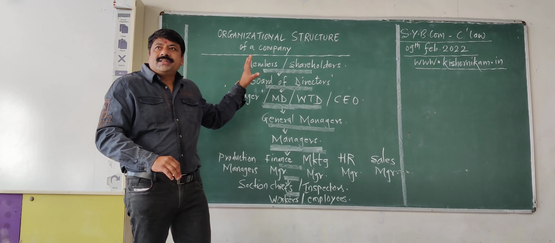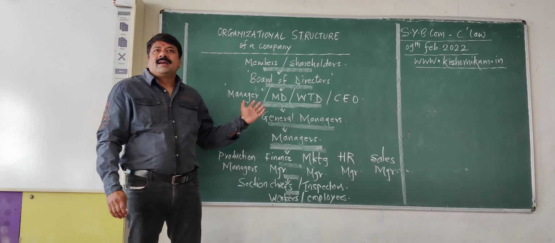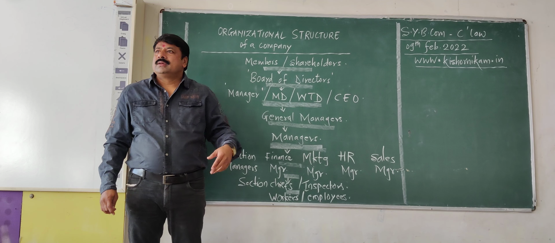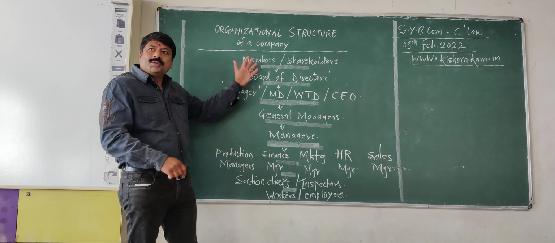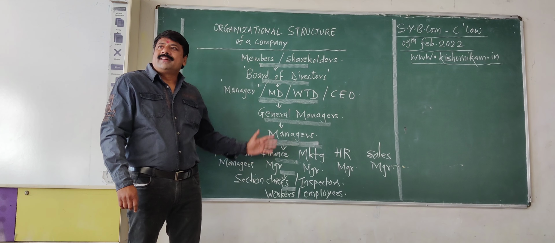Now what is the organizational structure of a company? How does a company run? The company runs through this machinery. These are the levels.